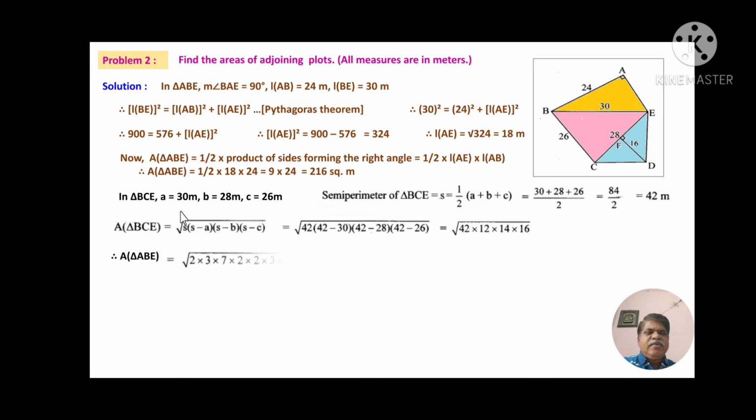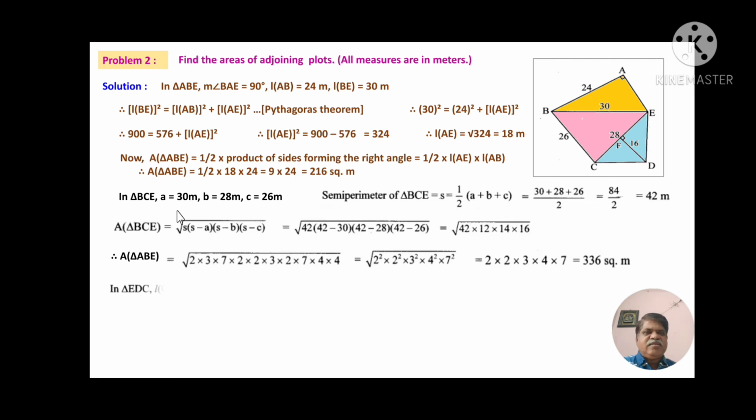So, next we will get area of this triangle BCE is equal to under root of 2 into 3 into 7 into 2 into 2 into 3 into 2 into 7 into 4 into 4. These are the factors of 42, 12, 14 and 16. So, it can be written as 2 raised to 2 into 2 raised to 2 into 3 raised to 2 into 4 into 2 into 7 into 2, under the root sign, and the square terms get cancelled. You will get 2 into 2 into 3 into 4 into 7, which will be 336 square meter.